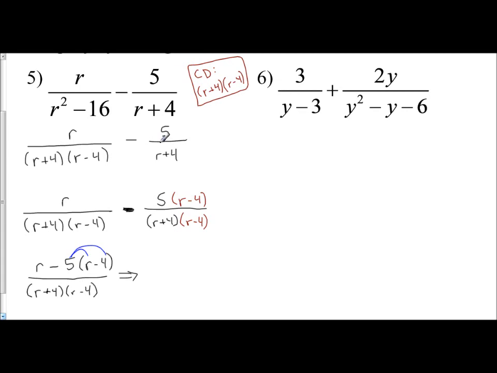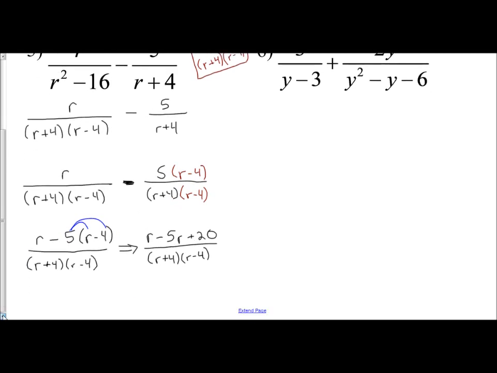This minus sign really would be distributed to both terms. So I get r minus 5r plus 20 over r plus 4, r minus 4. So the key with subtraction is to remember that minus sign is going to affect both terms. And so I like to rewrite it as one fraction together first and then distribute.